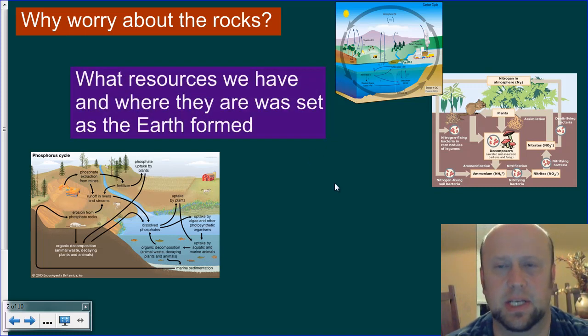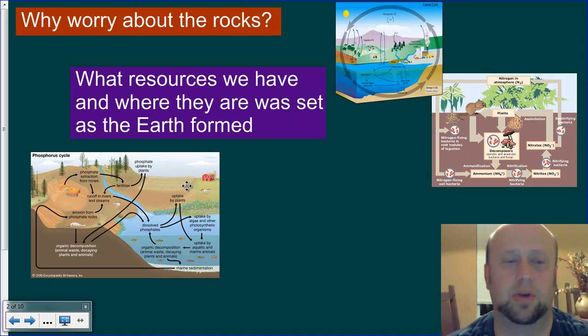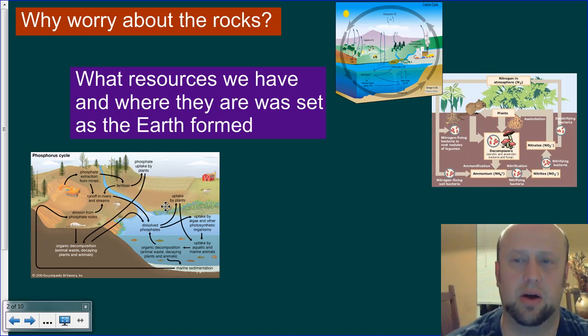Well, essentially it has to do with this: all the resources that we have, all the elements, all the compounds, all the chemicals, all the things that we talked about as far as cycles, and all the nutrients that we need for both the biosphere and for human consumption, they're all set when the Earth was formed. And so the way that the Earth shifts these things around matters a lot to us.